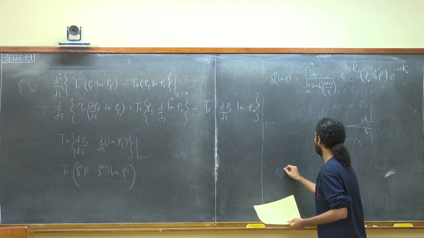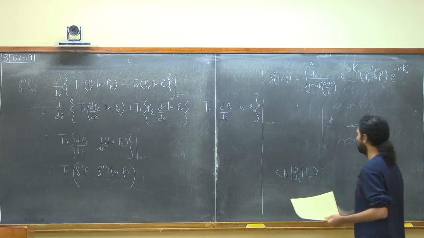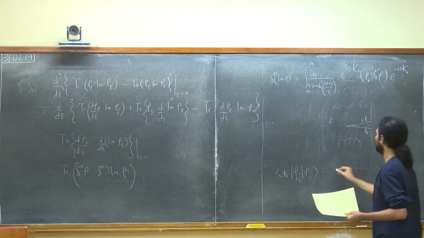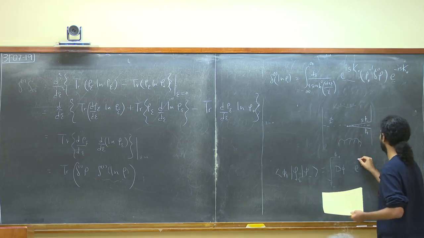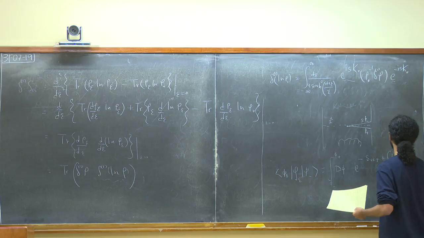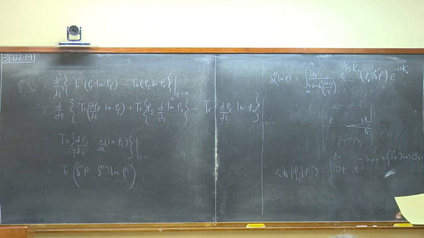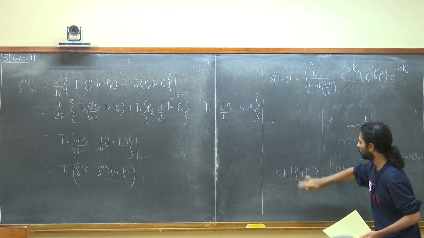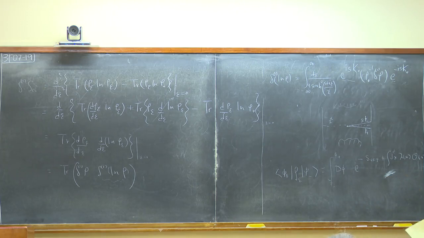So what this picture means is that for your deformed density matrix, the matrix elements of that density matrix can be computed using this path integral representation. That's what this picture means.